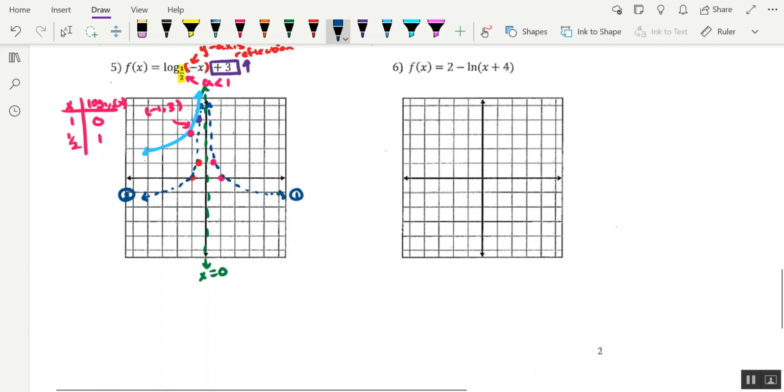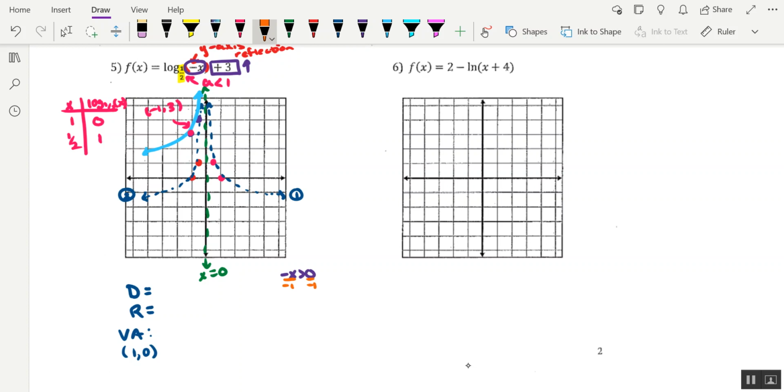So let's talk about the specs. We'll talk domain, range, equation of the vertical asymptote, and relocation of (1, 0). For the domain, what we could do is set the inside of the argument greater than 0. And to solve for x, we'd have to divide each side by negative 1. And that's going to flip the inequality symbol, so x is less than 0.